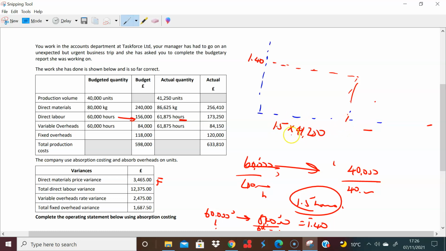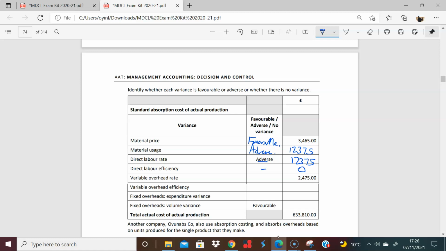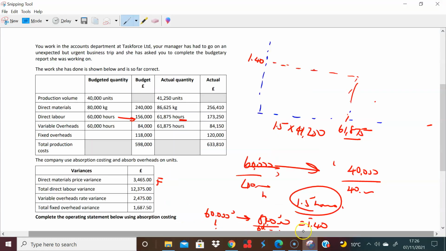We will experience exactly the same thing. That comes exactly to 61,875. So again, that's what actually happened. Of course, that's what actually happened. And so there is no efficiency variance, right? That's nothing. We are told 2,475, but let's actually work out to see what's happening.